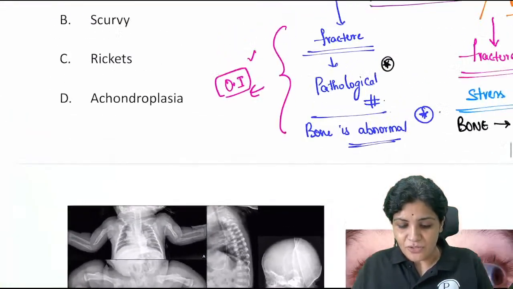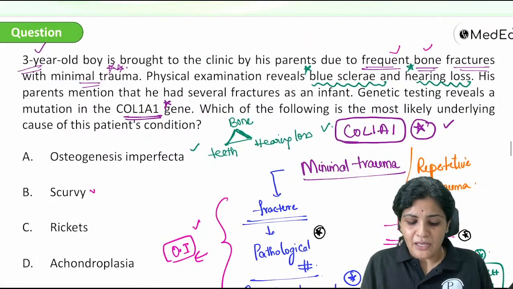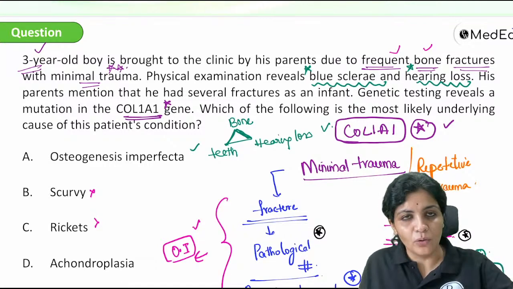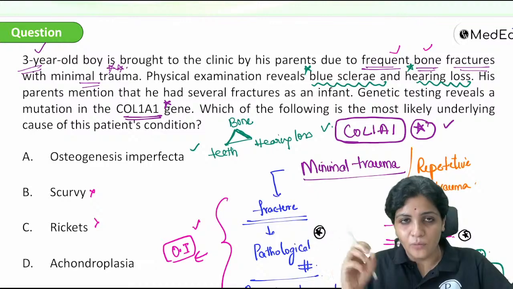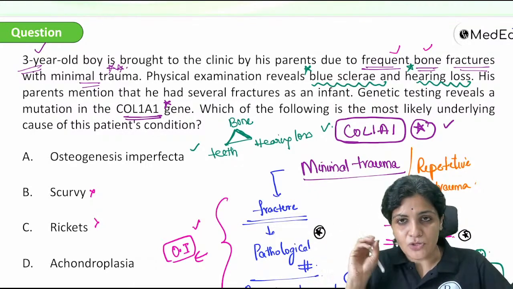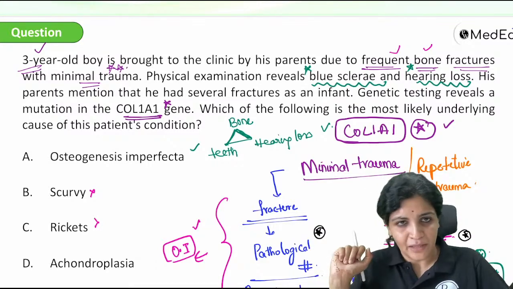So that is why when you see frequent bone fractures, you can easily eliminate scurvy and rickets. We know the concept that because of the demineralization, the bones easily bend. In osteogenesis imperfecta, because the organic matter is weak, they become brittle and they tend to break. Understood?